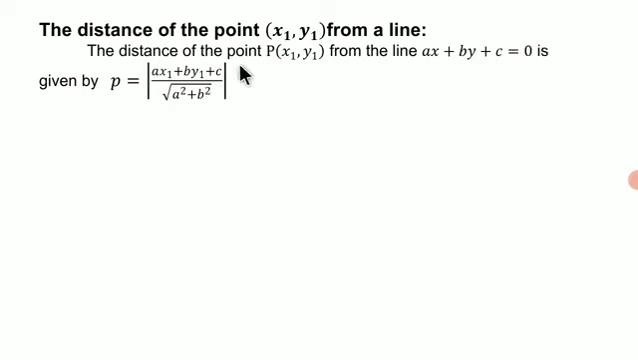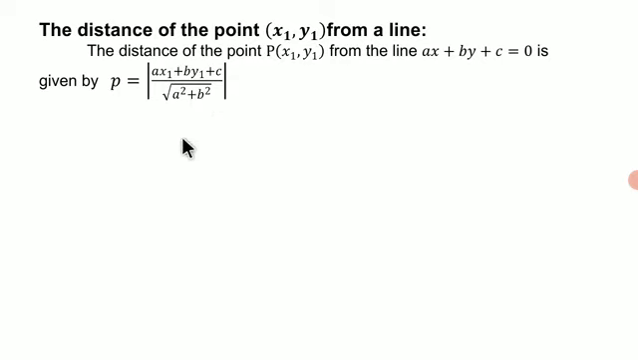This means the distance of the origin from a line. Now see the distance of the point (x1, y1) from a line. That means we have to find the distance of any other point, any point other than the origin, from a line. So see the theorem. The distance of the point P (x1, y1) from the line ax plus by plus c equal to 0 is given by p is equal to modulus of ax1 plus by1 plus c divided by square root of a square plus b square.